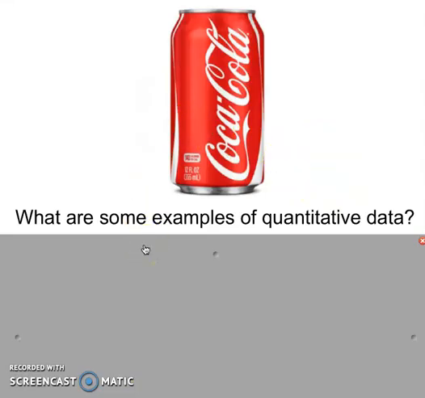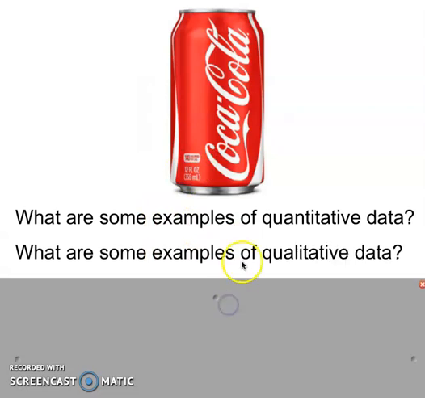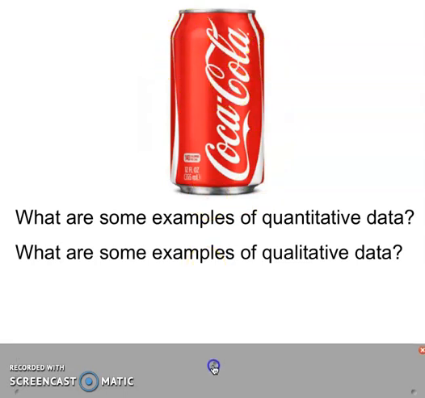What are some examples of quantitative data? So hopefully you can say the amount of fluid that's in it: 12 fluid ounces or 355 milliliters or 140 calories in a can. What are some examples of qualitative data? You can say that the can is made of a shiny metal. Maybe you know it's made of aluminum, that it's red and white, that it has letters on it. Okay.